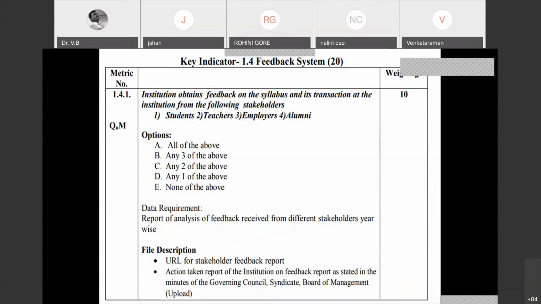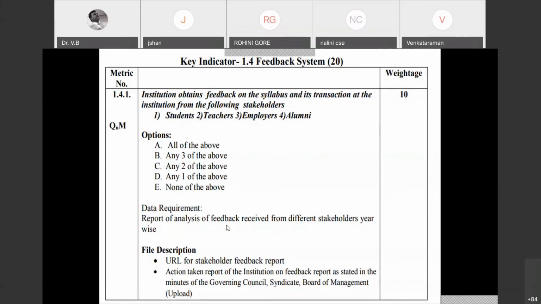Here Vasuki madam is asking, is there a common feedback format? No, there are no hard and fast rules regarding the format of the feedback. The format of the feedback is left to the individual institution. So as I told you, if your feedback includes the name of the student, then the DVV committee can very well ask for the feedback report submitted by a specific student.